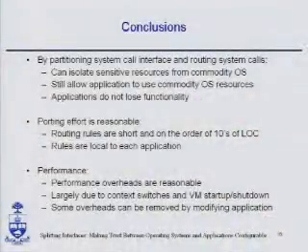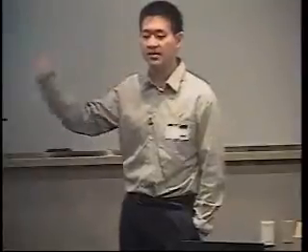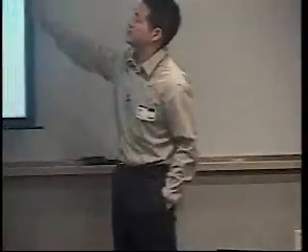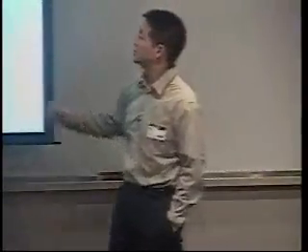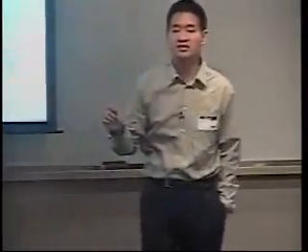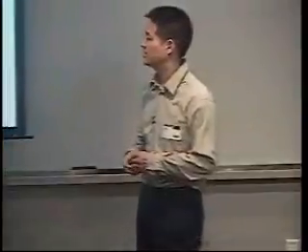So in conclusion, what we found is that by partitioning the system call interface into security-sensitive and non-security-sensitive resource accesses, and then by routing system calls between a private OS and the commodity OS, we can isolate sensitive resources from the commodity OS, but at the same time still allow applications that have those resources to not lose functionality and continue to access resources in the commodity OS. We find that the porting effort is quite reasonable. The routing rules are short, on the order of tens of lines of code, and the rules are local to each application. So if you add a new application, that is not going to have any effect on existing applications.